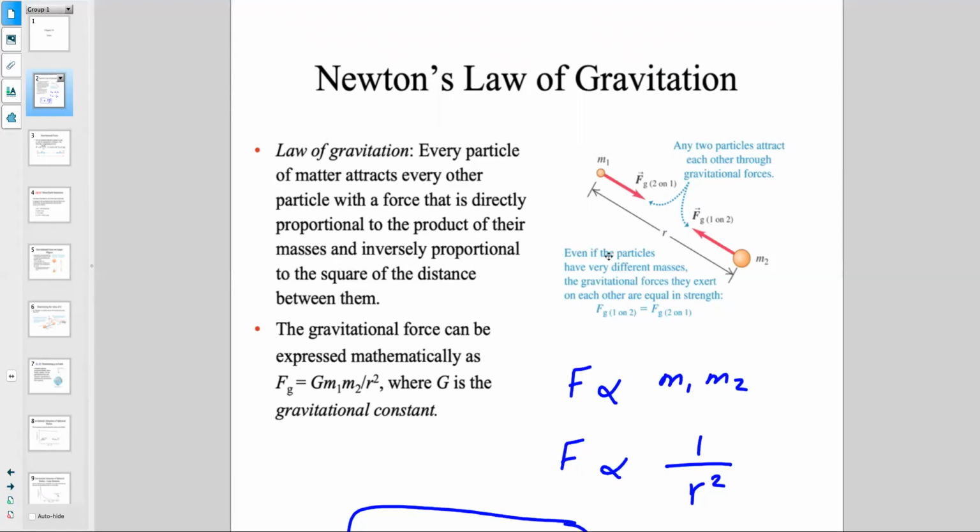Even if the particles have very different masses, the gravitational forces they exert on each other are equal in strength. So F of m1 to m2 will be equal to F of m2 to m1, okay? So any two particles attract one another, and they have opposite directions for their forces, and they are always equal, kind of like action-reaction.